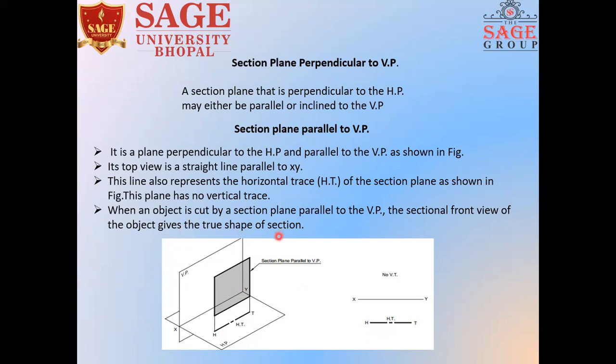When an object is cut by a section parallel to the VP, the sectional front view of the object is obtained with the true shape of the section.